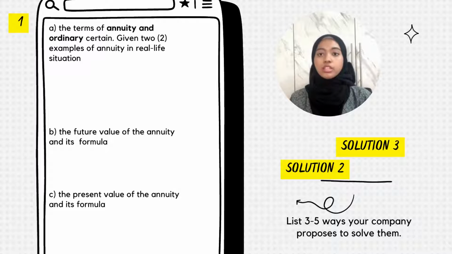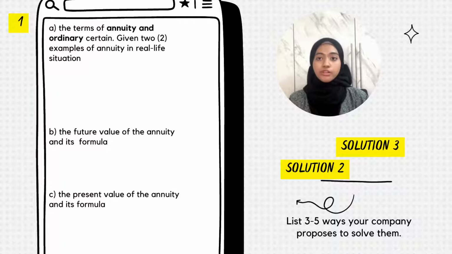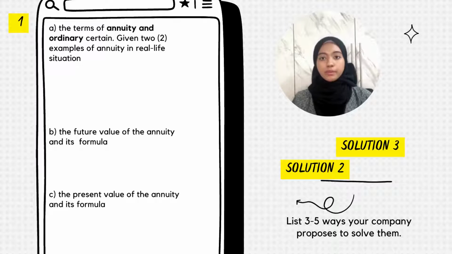Assalamualaikum and hi. Today I would like to explain about question number 1. For 1A, the term annuity is an insurance product that guarantees a payment of a predetermined amount for a fixed term. Examples of annuity are regular deposits to a savings account and monthly insurance payments.